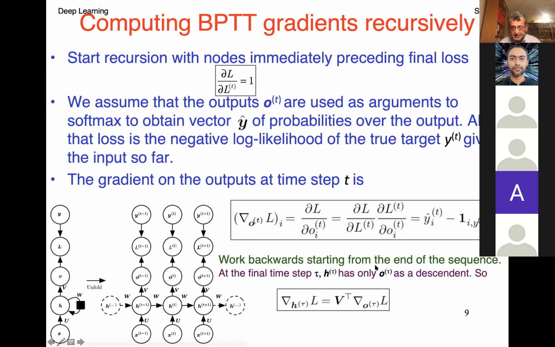Work backward starting at the end of the sequence. At the final time step tau, h^(tau) has only o^(tau) as a descendant. And so the derivative of L with respect to h^(tau) is V transpose times the gradient on o. We are multiplying by this matrix. This has the same flavor as a product of the gradient times the, what was that, Laplacian times gradient, that kind of thing is going on here.